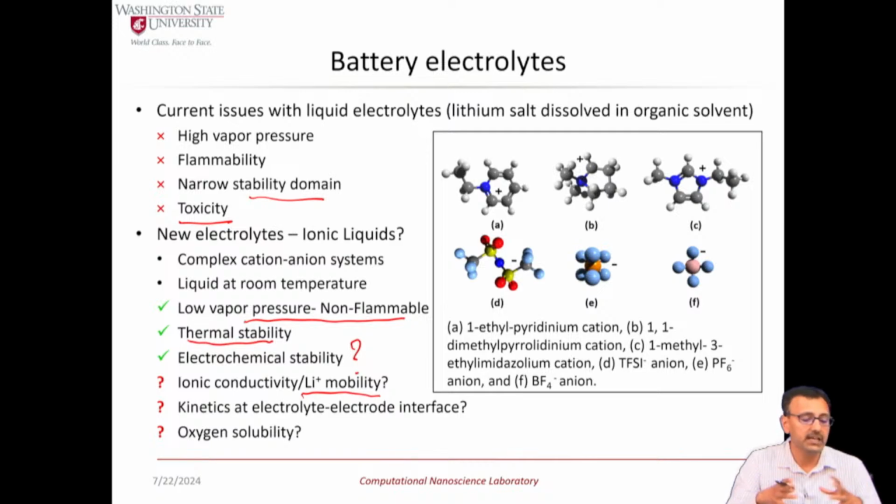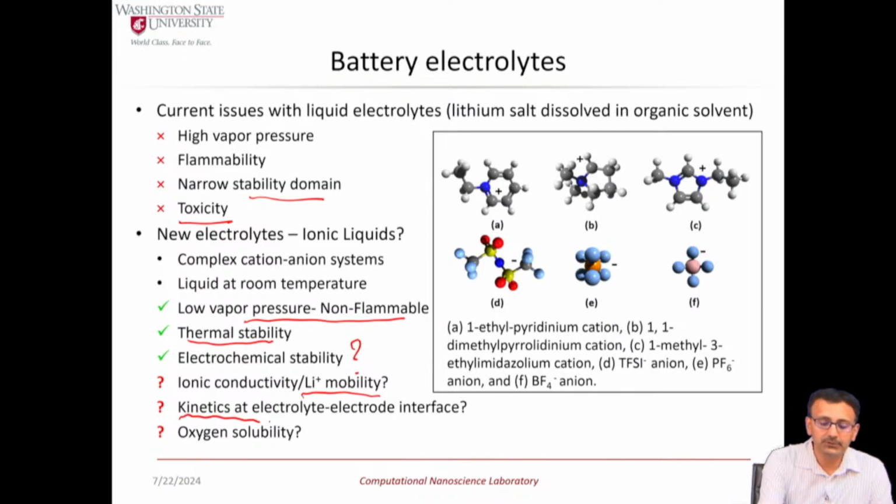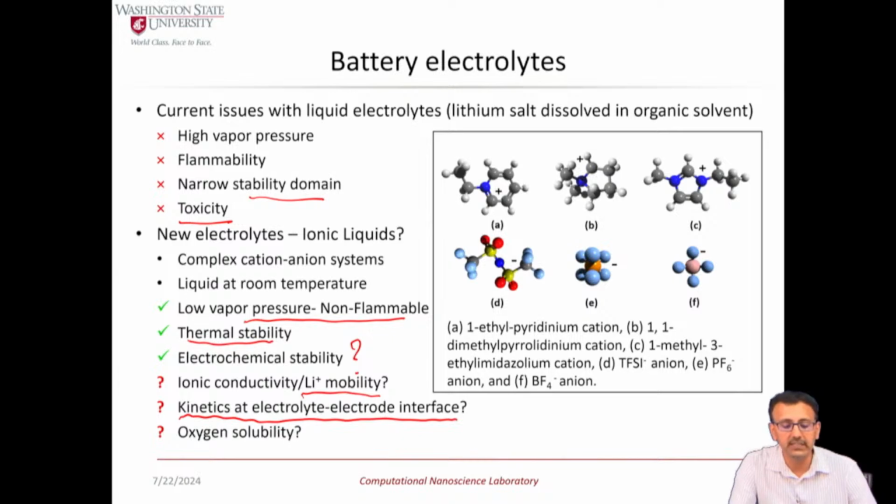So, these are viscous, and viscosity is correlated with ionic conductivity. High viscosity typically means lower ionic conductivity. So, that could be a challenge finding ionic liquids that have relatively high ionic conductivity. And then what is absolutely unknown at that point is the kinetics at the solid electrode and the electrolyte interface. I mean, how are the charge transfer characteristics? Are they slow or fast? Because that would determine the charge discharge times, I mean how fast you can charge and discharge the battery. So that is something that needs to be evaluated.